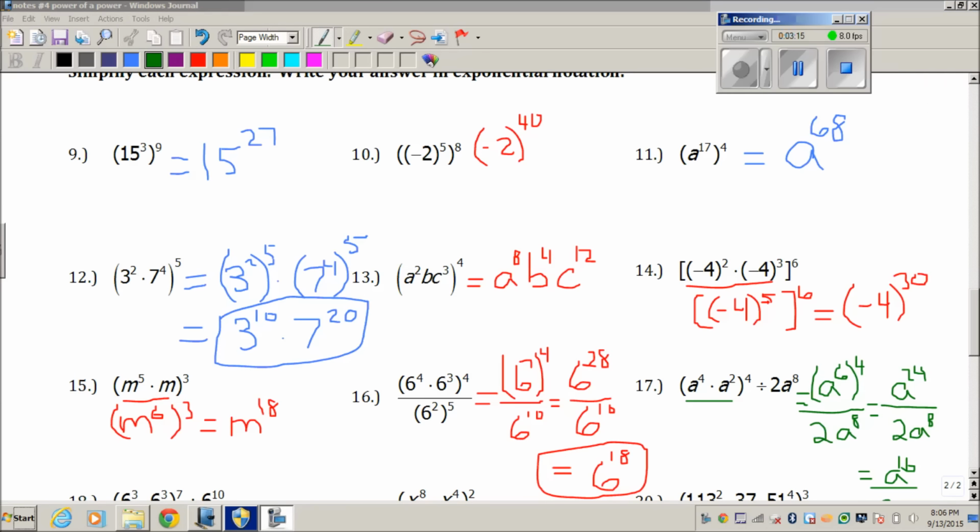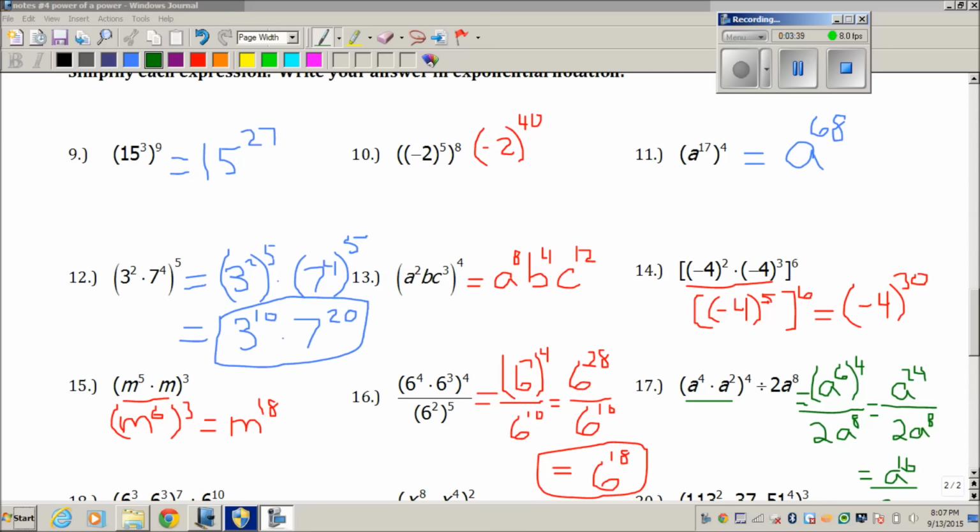Okay, so let's check out some of the answers here. The answer for number 10 should be -2 raised to the 40th power. And please be sure that you've included the parentheses around the -2. And number 13, each of those, A, B, and C, will be raised to the 4th power. So it'll be A to the 8th, B to the 4th, C to the 12th.